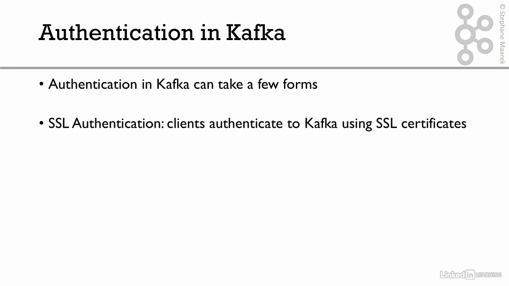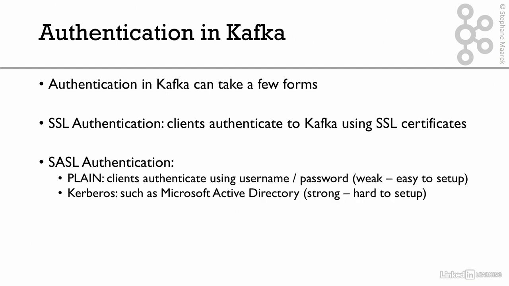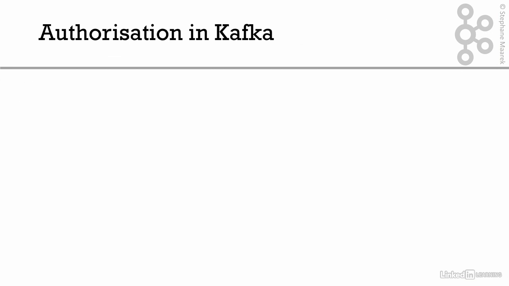So authentication in Kafka can take a few forms, right? You can have SSL authentication to authenticate using SSL certificates. You can have SASL/PLAIN authentication, which is basically plain username and password. Kerberos, to use something like Microsoft Active Directory, is quite strong security, but it's hard to set up. And SCRAM, which is username and password as well, but it's pretty strong and it's not too hard to set up.